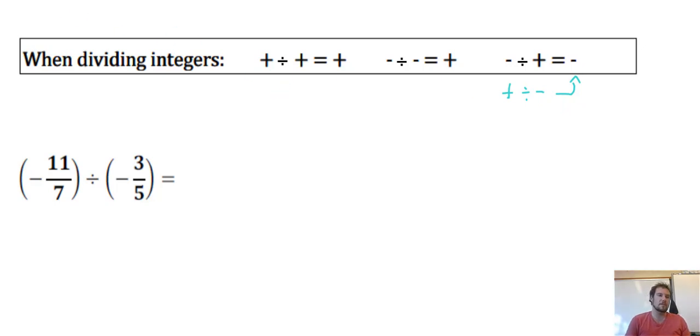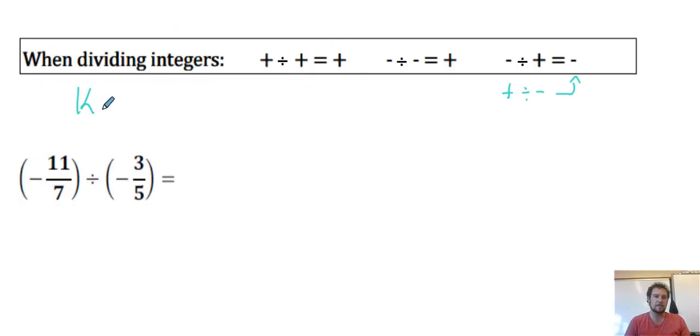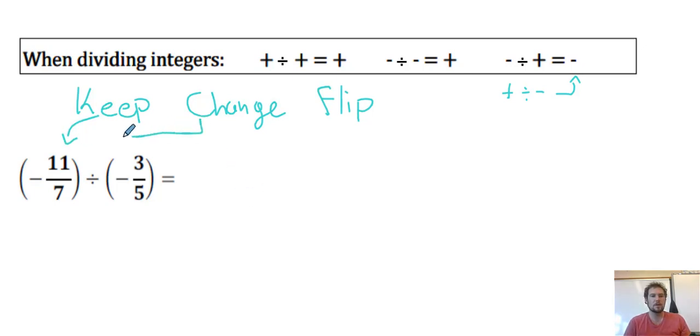The little phrase that we use to help us remember to multiply by the reciprocal is: keep, change, flip. Because what we're doing is we're going to keep the first fraction, we are going to change the division into a multiplication, and we are going to flip the second fraction. We're going to take its reciprocal. So we're going to keep, change, flip.